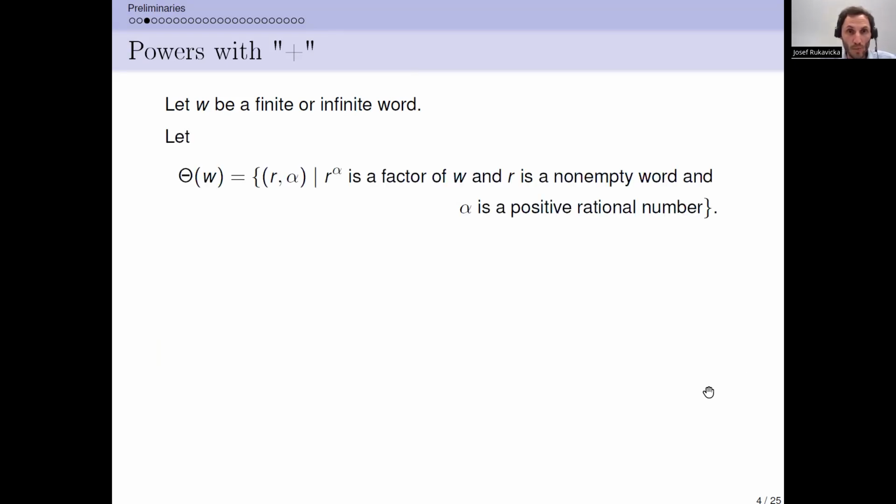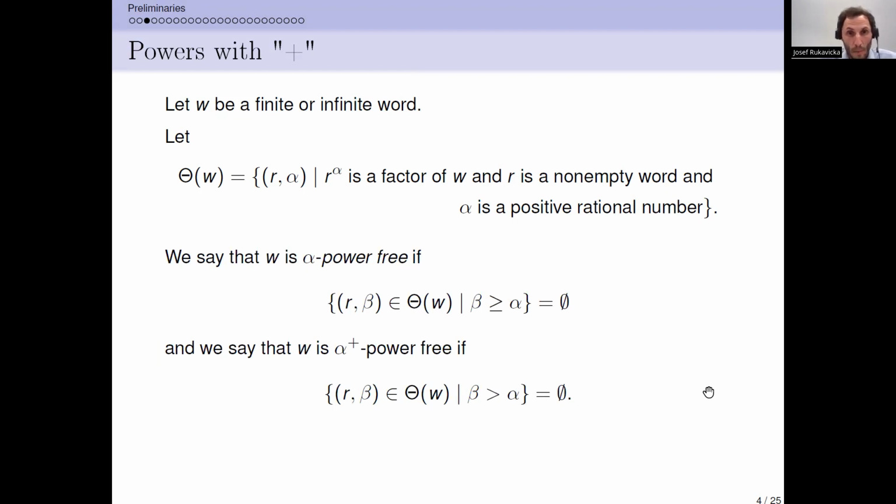So let W be a finite or infinite word. I define the set Theta with the parameter W, and it is the set of all couples (r, alpha) such that r^alpha is a factor of W. Here r is a non-empty word, and alpha is a positive rational number. So I continue.